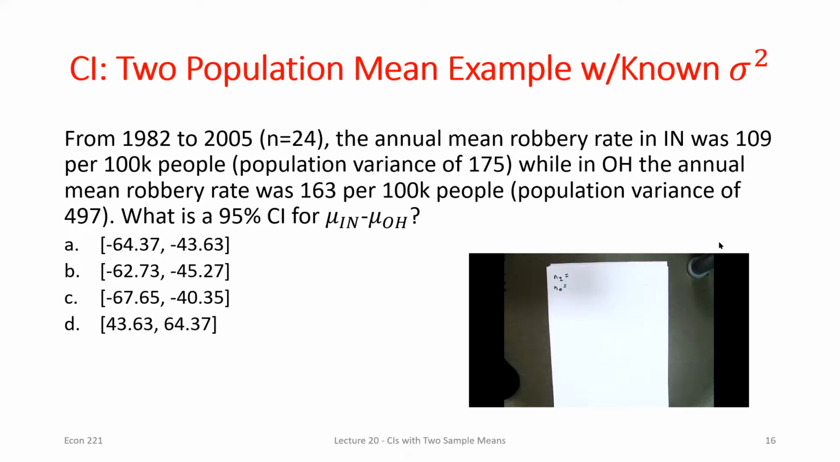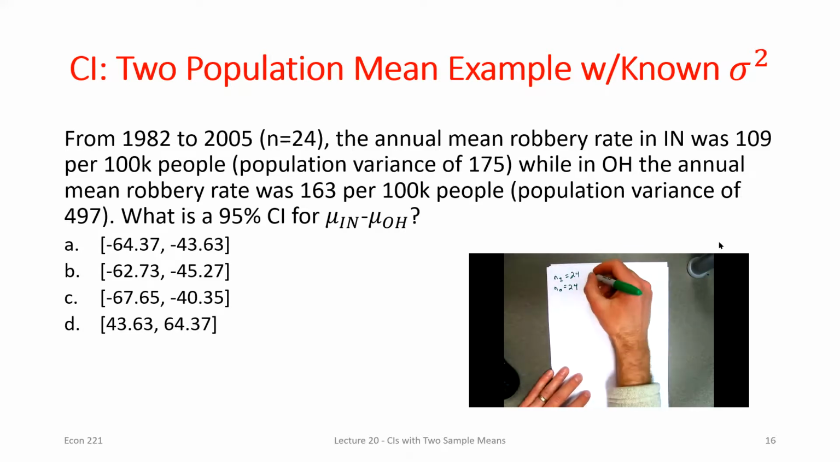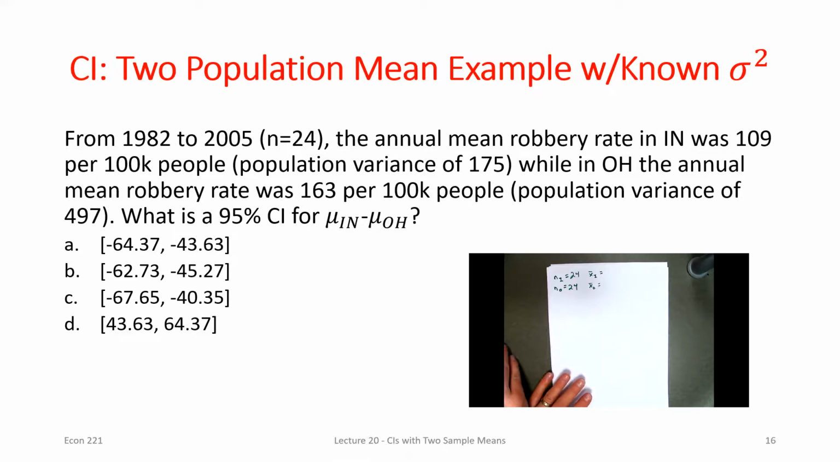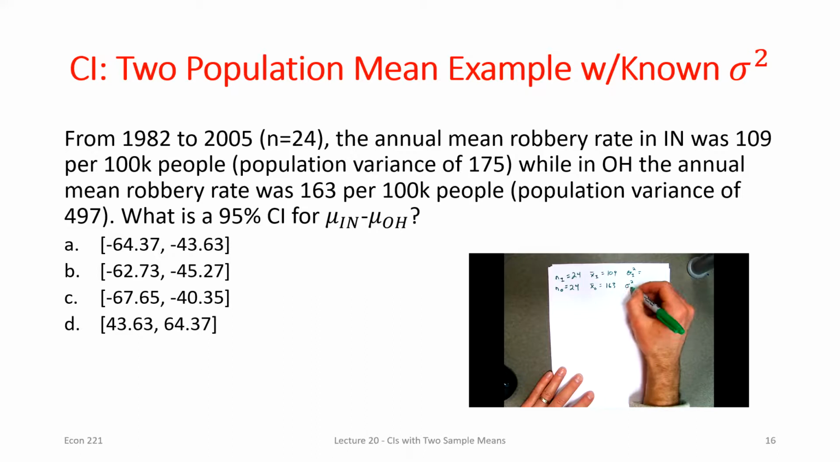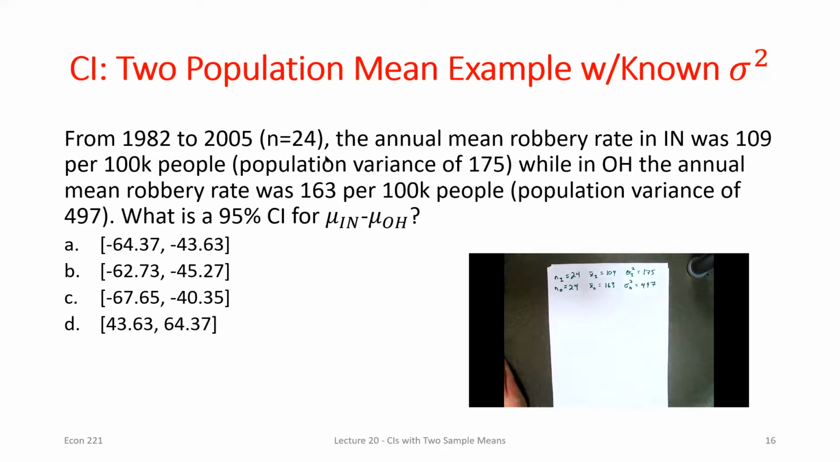So my sample size for Indiana and my sample size for Ohio will both be 24. I have 24 years of data from each state. The sample mean robbery rate that I see for Indiana and for Ohio is what? 109 and 163. And then I'm given this known population variance for each state, which is what? 175 for Indiana, 497 for Ohio, right? That's what was given to me here.